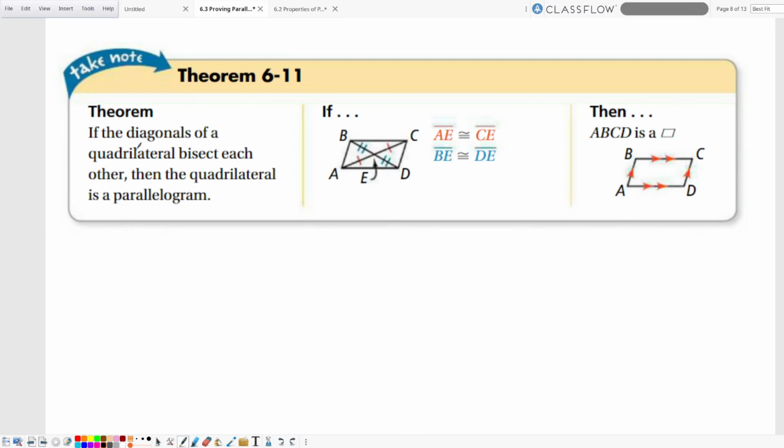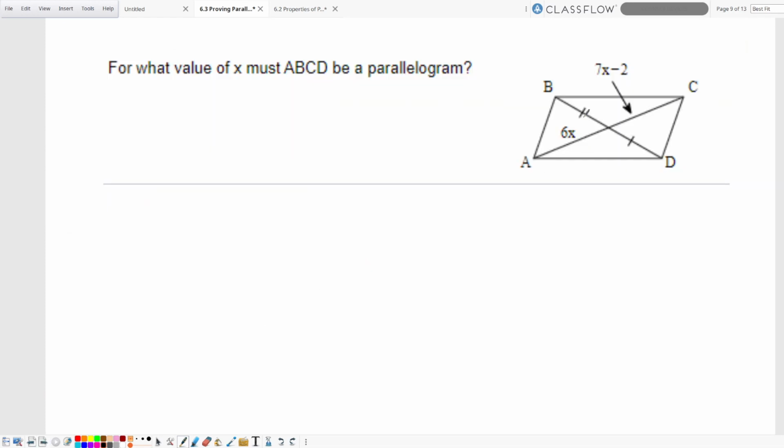And then if the diagonals of a quadrilateral bisect each other, then the quadrilateral is a parallelogram. This was the last property that we had for parallelograms. So here I have one of my diagonals bisected, and I need to find out what value of x would make this a parallelogram. So that means that 6x needs to be equal to 7x minus 2. Then I'm just going to solve this.